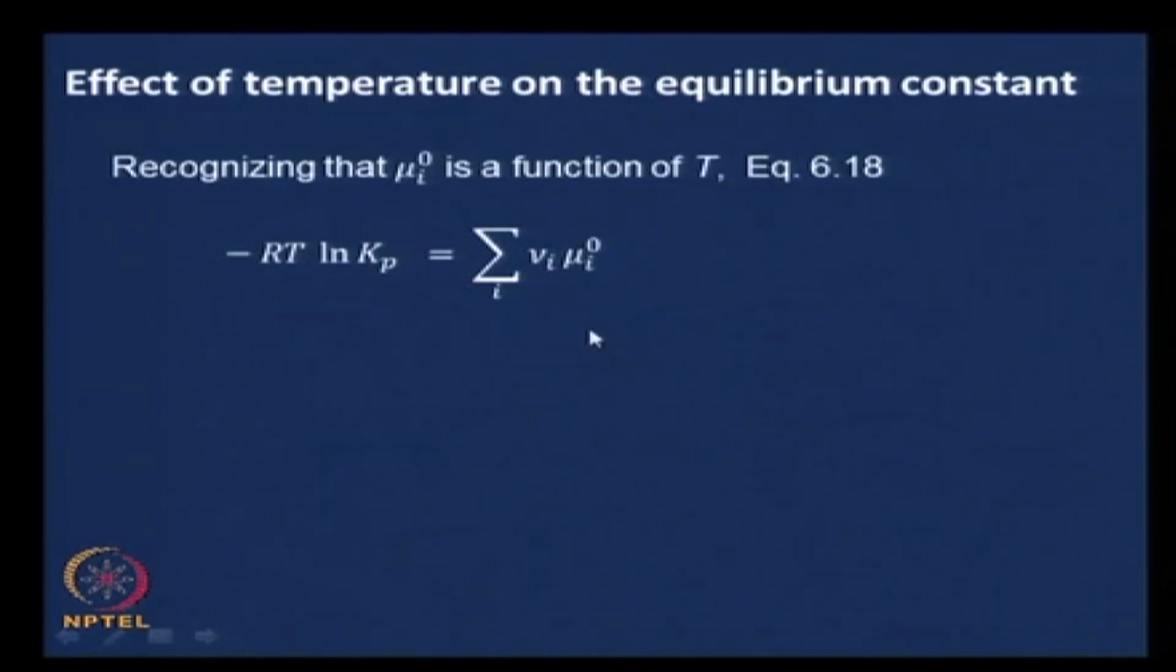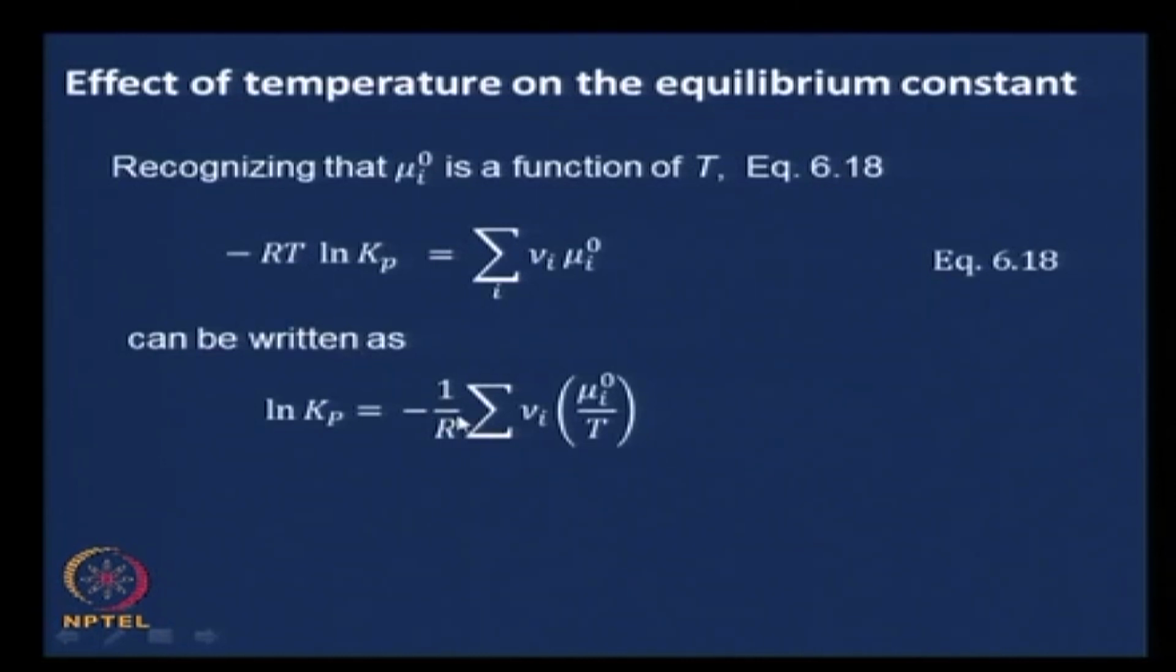Let us rewrite this equation by recognizing the functionality of T as ln Kp. Let us take RT to the other side: −1/R, there is also a minus here, Σ νi μi⁰/T. Since μi⁰ is a function of T, let us group this T along with μi⁰ to enable further manipulations with much ease. Let us call this equation 629.